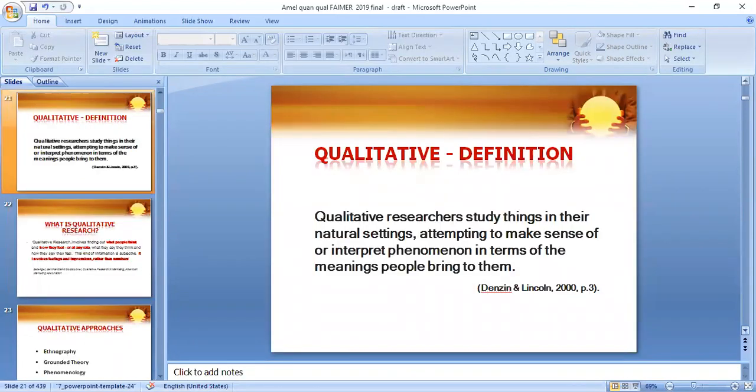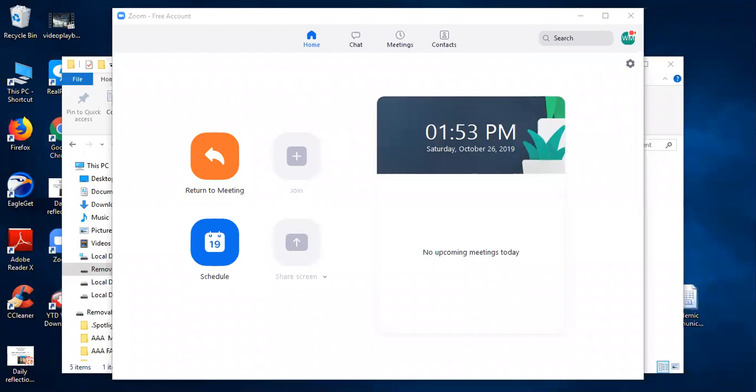So let us start with qualitative research. Qualitative research is a study where the researcher studies things in their natural setting, attempting to make sense of or interpret phenomena in terms of the meanings people bring to them.